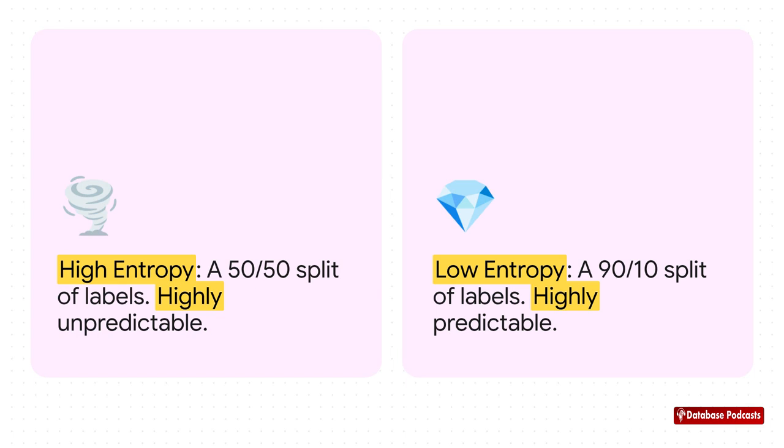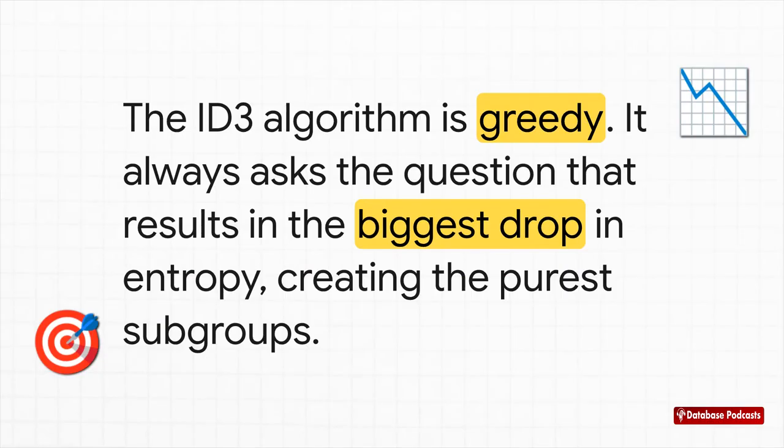Now compare that to the other group, 9 hires and just 1 don't hire. That's almost completely pure. It's predictable. That's low entropy. So the goal is simple. The algorithm wants to ask questions that create the purest possible subgroups it can. It's always looking for the question that will cause the biggest drop in entropy. It's a greedy approach. At every step, it picks the single best question for that immediate split, the one that makes the resulting groups as clean and predictable as possible.